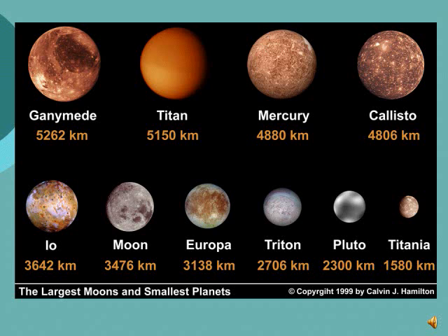These are the largest moons and the smallest planets in our solar system. The only planets that are listed on here are Mercury and Pluto. All of the other ones are moons: Ganymede, Titan, Callisto, Io, our moon, Europa, Triton, and Titania. Most of those are actually planets that are not planets, but moons that belong to Jupiter.